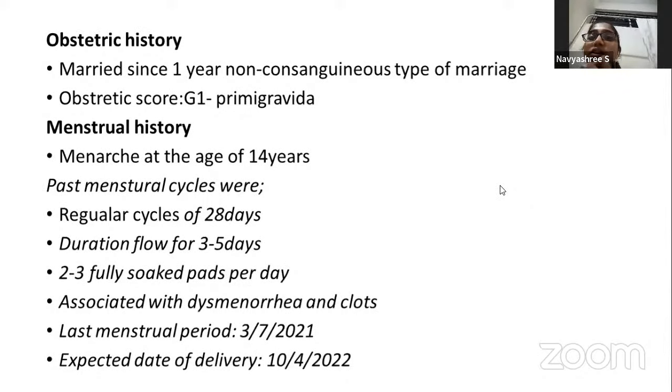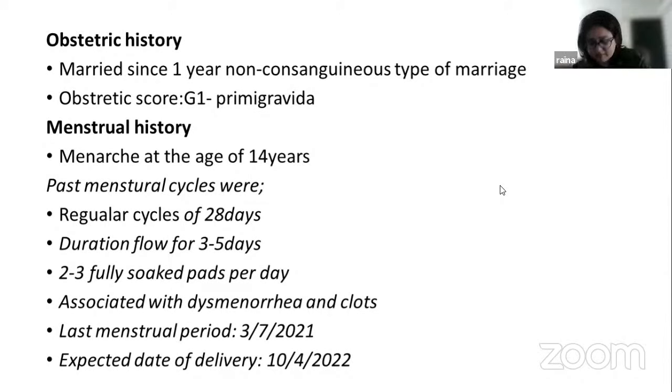Obstetric history. She was married since 1 year, non-consanguineous type of marriage. Her obstetric score is G1. She is primary gravida. Menstrual history: menarche was at the age of 14, and past menstrual cycles were regular of 28 days, and duration of flow was 3 to 5 days, with 2 to 3 fully soaked pads per day. It was associated with dysmenorrhea and clots. Last menstrual period was 3rd July 2021, and the expected date of delivery is 10th May 2022.